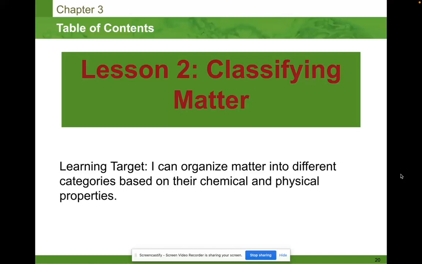And welcome back. In this lesson, we're going to talk about classifying matter. Learning target is on the screen. We're going to organize matter into different categories based on their chemical and physical properties. If this video goes too fast, you can always pause it or access the master notes. And away we go.